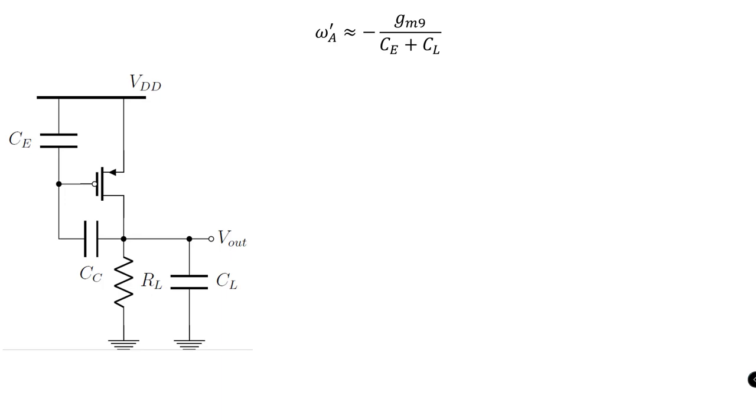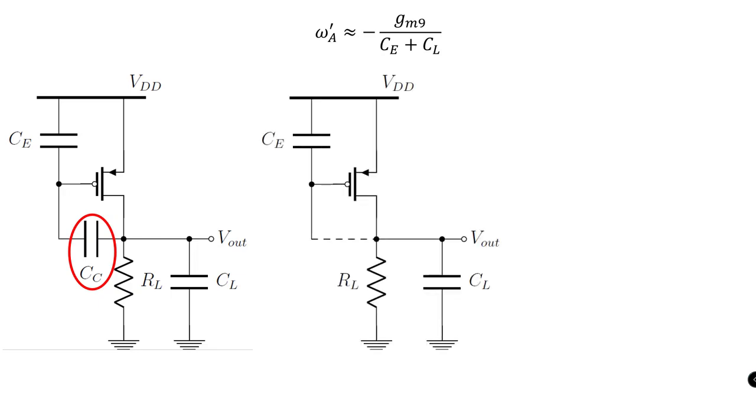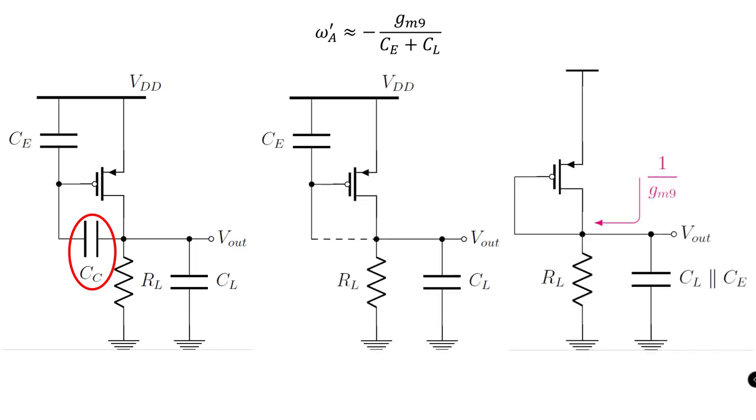As we know, when the value of this Cc is increased, the impedance posed by this high value Cc becomes negligible at the frequency of the non-dominant pole. This results in a circuit topology where the Ce goes in parallel with the CL capacitor and the impedance at node A becomes 1 upon gm9 due to the diode connected M9 transistor, which is basically small compared to the resistance RL, giving an effective impedance of 1 by gm9 at node A.